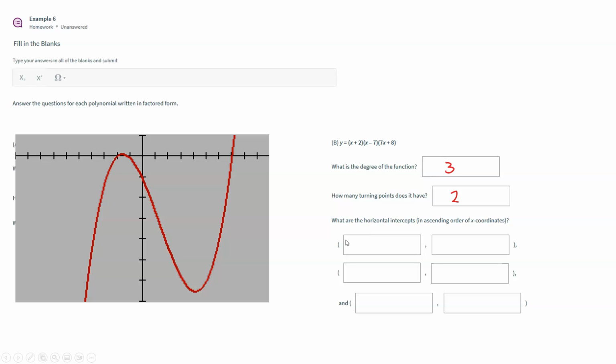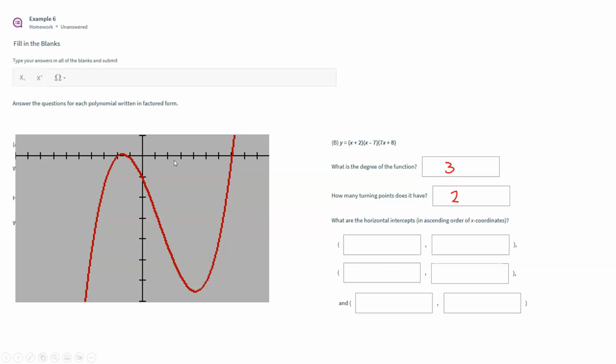As far as the horizontal intercepts, again, if x were to be -2, this would be 0. If x were to be 7, this would be 0. And if x were to be -8/7, this would be 0. And all you're doing is setting these equal to 0 and solving for that. Not showing that here, but basically that's how you would do it. You would set each one of these to 0, solve that equation.